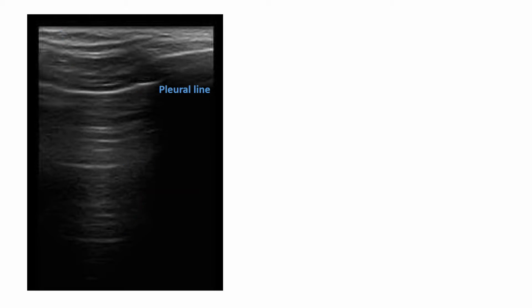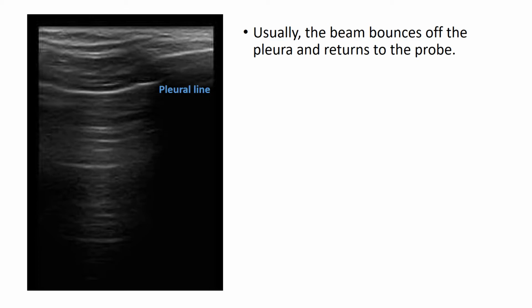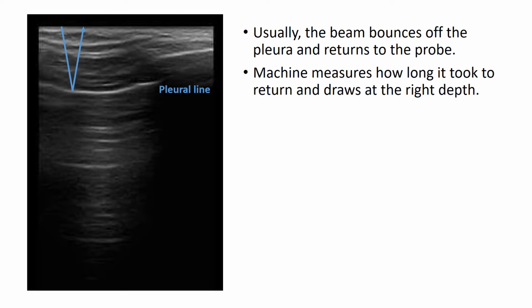So how are those A-lines produced? Well, usually the way an ultrasound machine works is the probe fires out a beam, which then bounces off of some kind of structure like the pleura before it comes back to the probe to be registered and measured. And specifically, the machine measures about how long it took for that signal to go out and come back to decide about where and how deep it's going to draw the structure.